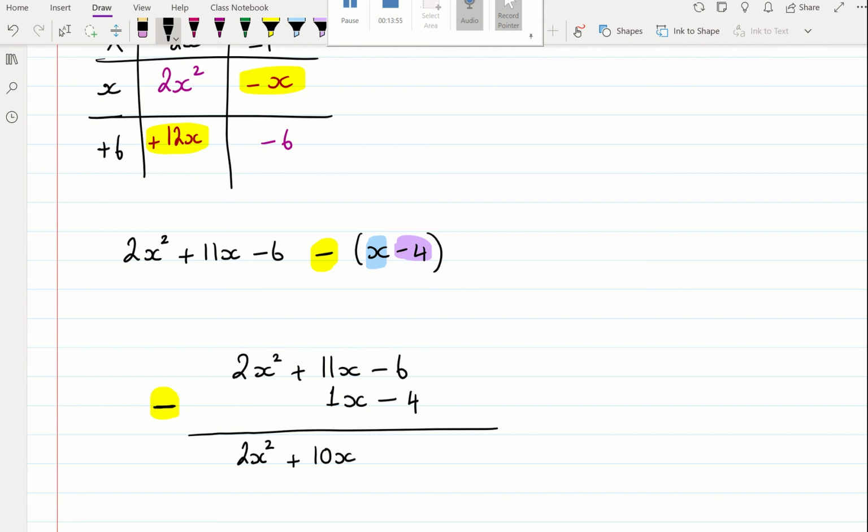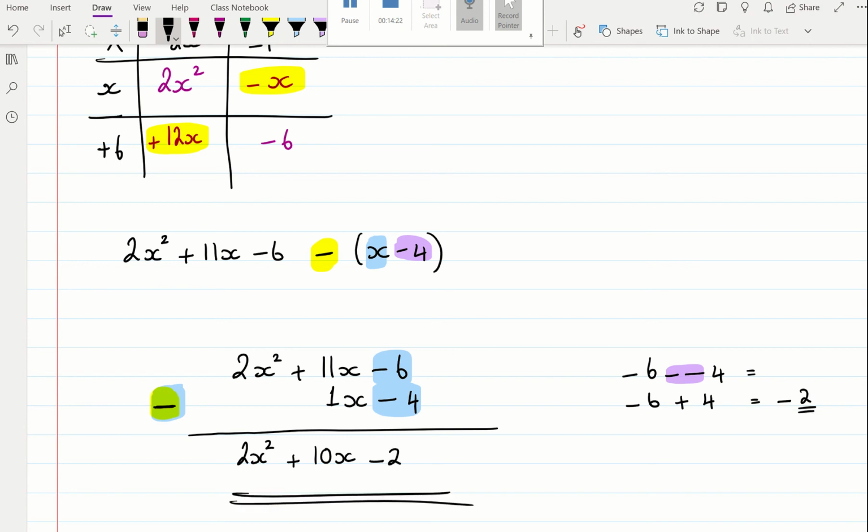Then I have the double negatives. I've got a negative 6 minus 4. So if you're not sure what that is, you can put it in your calculator. Minus 6 minus minus 4. Now those two negatives become a plus. So it becomes minus 6 plus 4, which is in fact negative 2. And once again, that is your final answer.